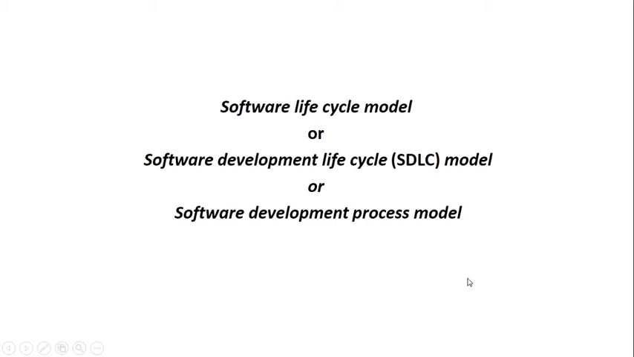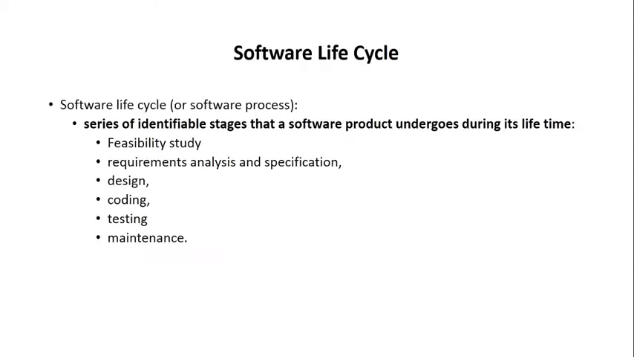So roughly I assume you get an idea why we are developing software using SDLC, why a life cycle is required and why a model is required. We'll see it now. Okay, so what is a life cycle? A series of identifiable stages that a software product undergoes during its lifetime, right? So it's clear these are a series of identifiable stages, that is step by step, right? We call them phases here.